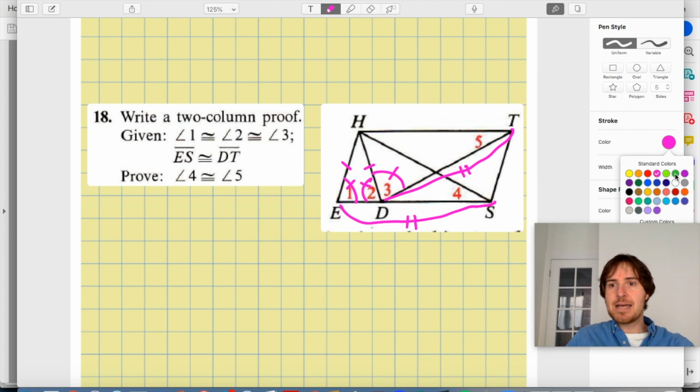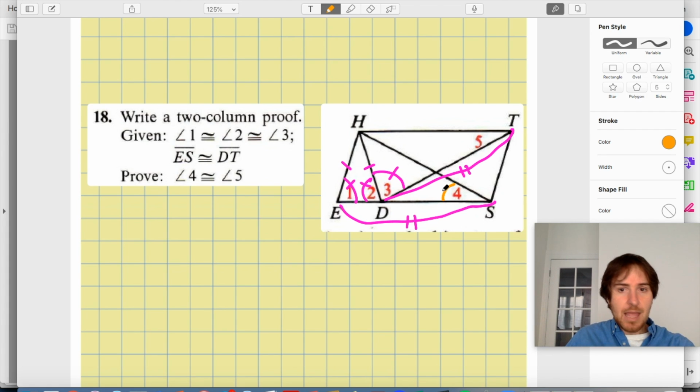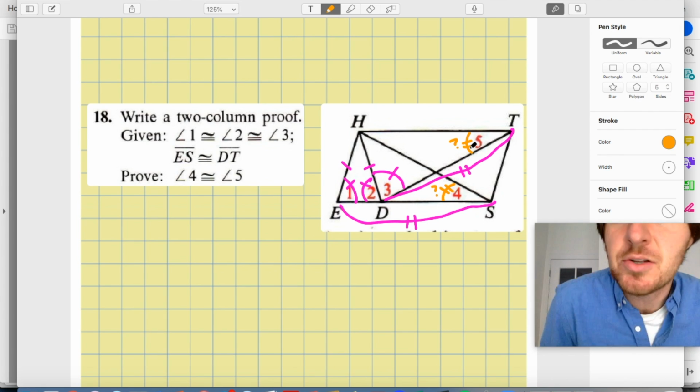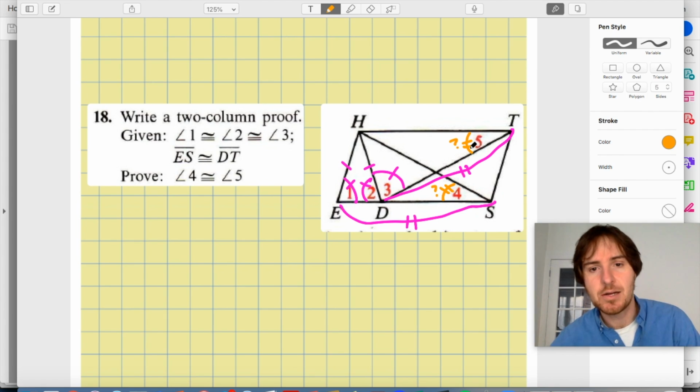All right, and last step is to mark up what it is I'm trying to prove and put a question mark next to it. I'm trying to prove that angle 4 is congruent to angle 5. Okay, so if I can get a couple triangles where there are corresponding parts in, then if I prove they're congruent, then I can get the triangles congruent to one another. Okay, so this is how I'm going to start the problem.